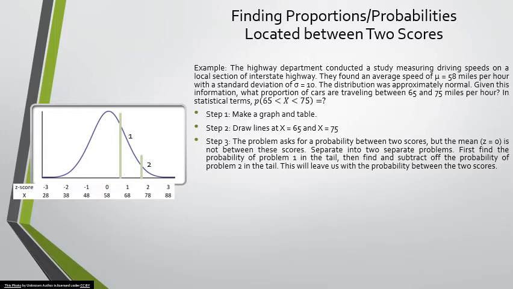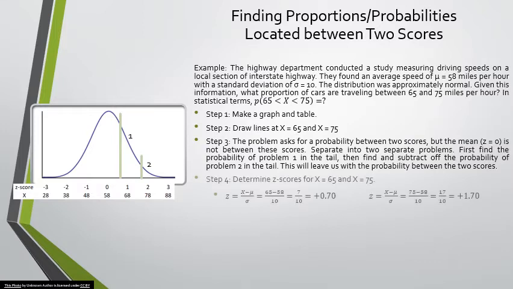So what we're going to do here is first we're going to find the probability of problem 1, which I've labeled the line on the left. I'm going to find the probability from problem 1 all the way that entire tail. And then I'm going to find the probability of where line 2 is, part 2, all the way over to the tail. And I'm going to subtract it off. So the whole probability from 1 all the way to the right minus the probability of where line 2 is to the right will give us the distance in between, the probability between the two scores.